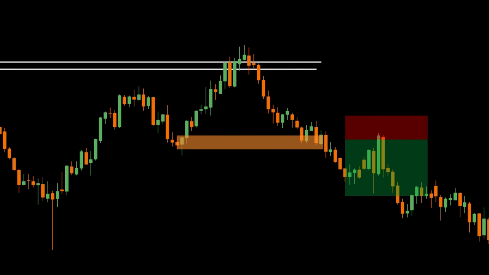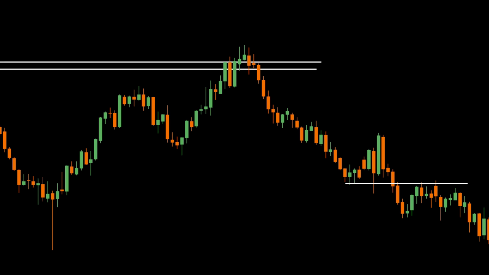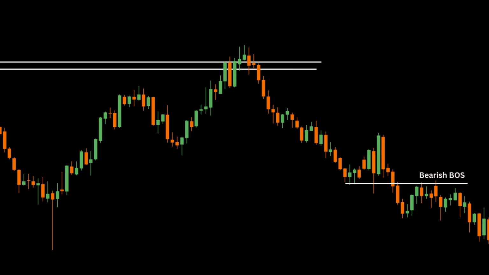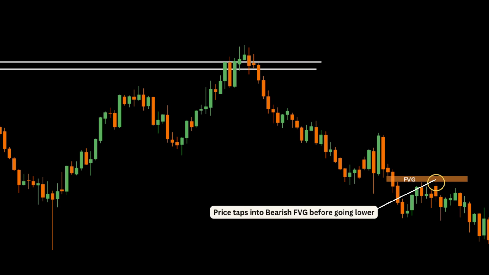And finally, as price continues creating lower lows afterward, we begin seeing bearish breakout structure forming as the downtrend continues. This gives us further confirmation that the market is likely to continue moving lower. So naturally, instead of looking for longs, we now want to be looking for potential short opportunities, preferably during retracements into premium areas like this fair value gap right here. And as we see, price eventually retraces into the imbalance before continuing lower afterward.